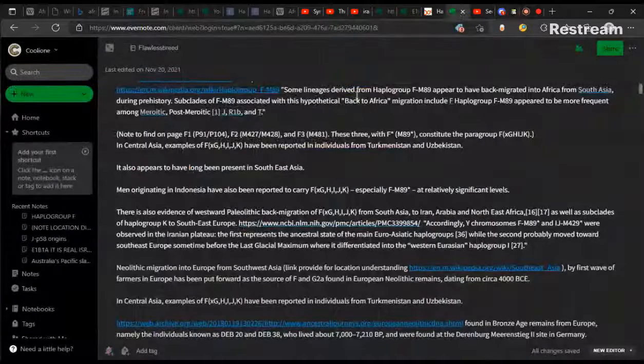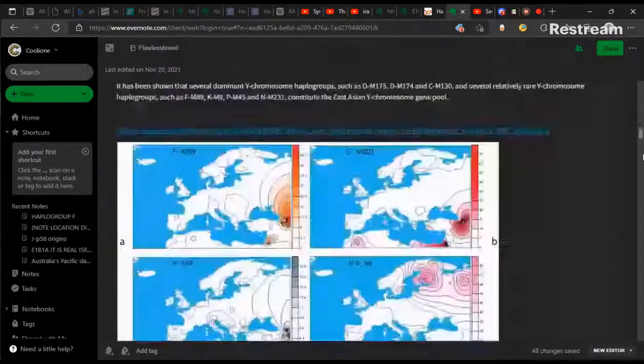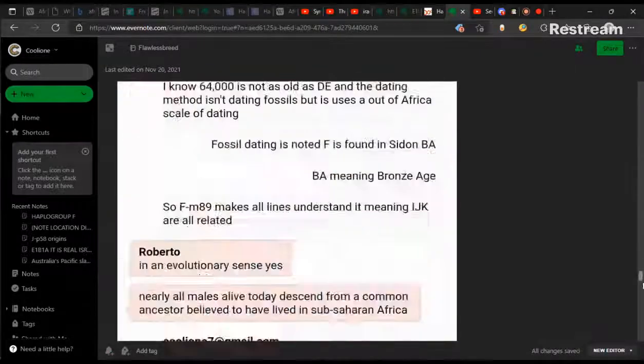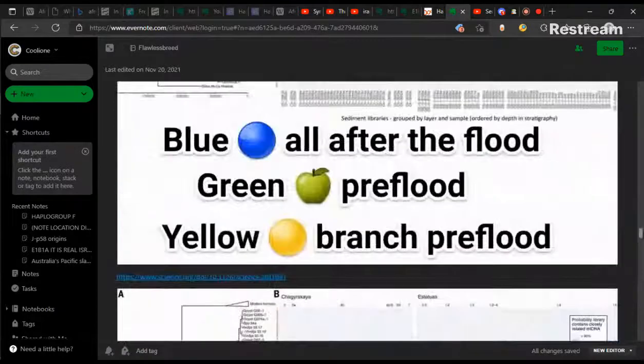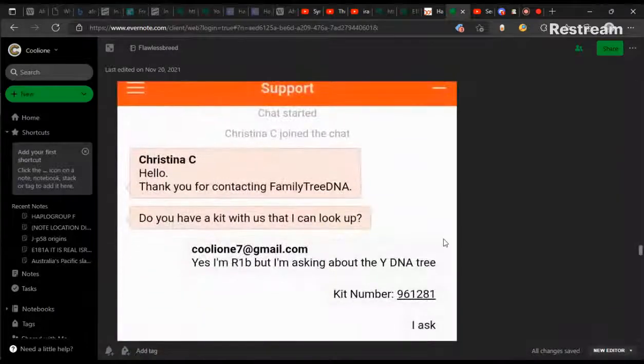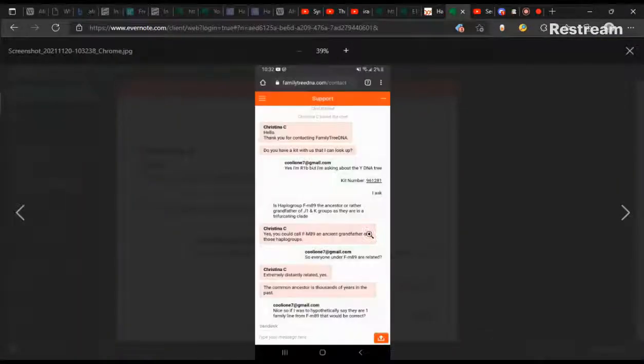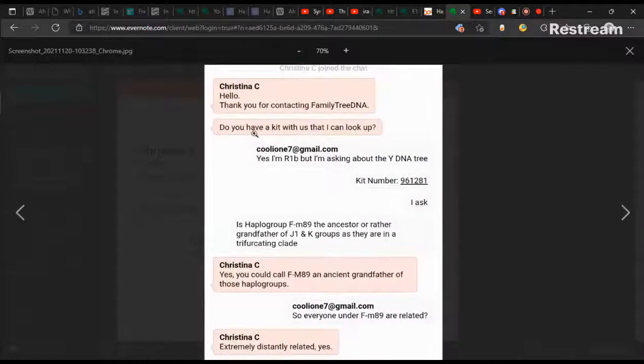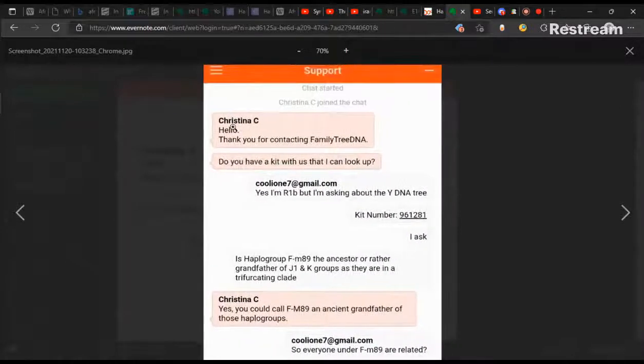It's going to be in the note in the description. So I'm going to just go to it right at the bottom here. It's going to be this little conversation. And to show you, if you saw the video yesterday, everything that was there was already confirmed with another geneticist, but now Family Tree DNA is confirming it. Watch what it says here.